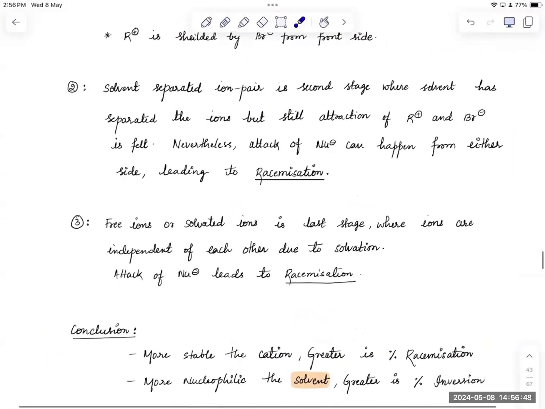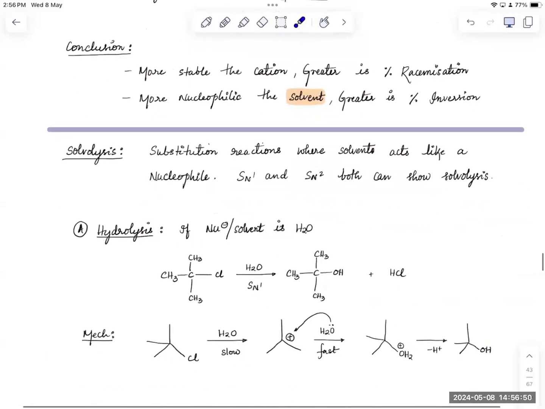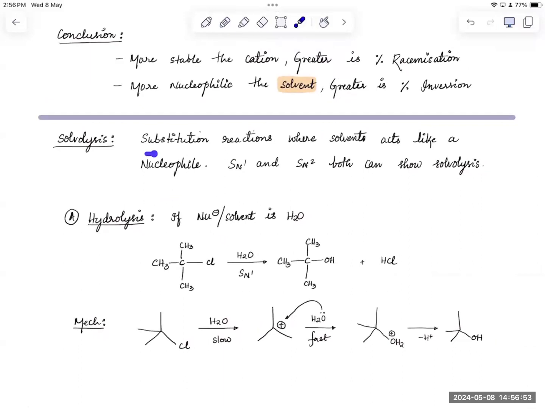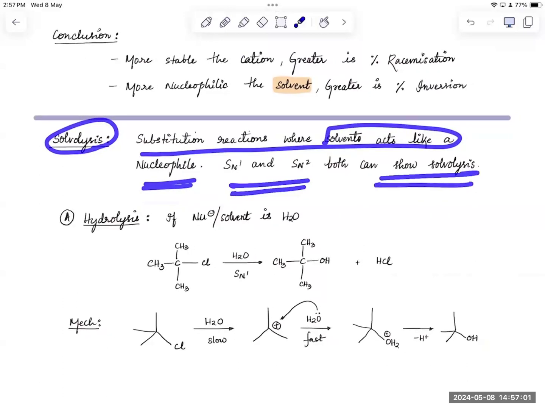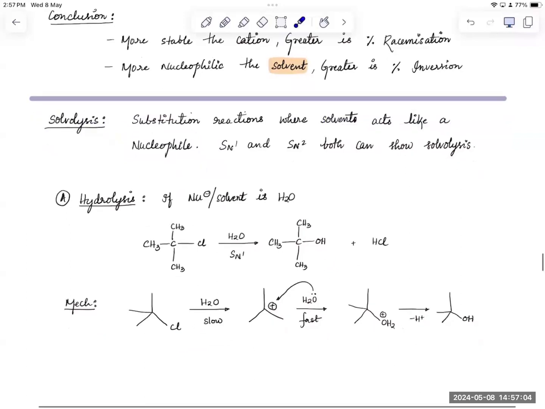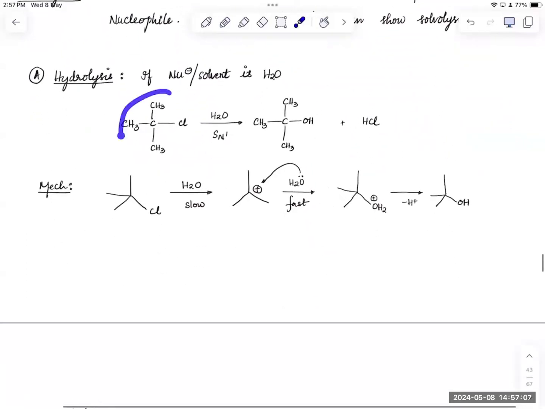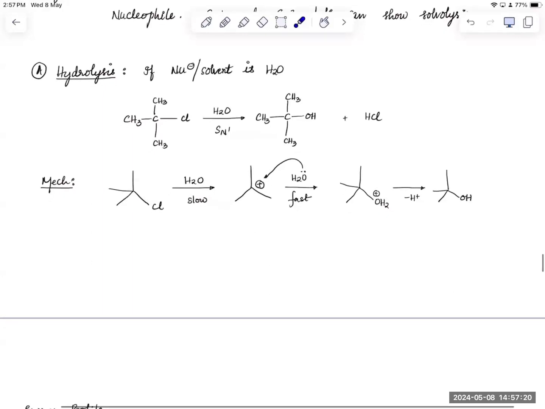Now you could notice that the more nucleophilic the nature of the solvent, the greater is the percentage inversion. Now, notice this. Substitution reactions where the solvent itself acts like a nucleophile are called solvolysis. And SN1, SN2 both can show solvolysis depending upon the reaction. For example, if you have this tertiary alkyl halide added to water, in no time chlorine will depart, and the solvent present, water, would attack here and convert it into an alcohol form.